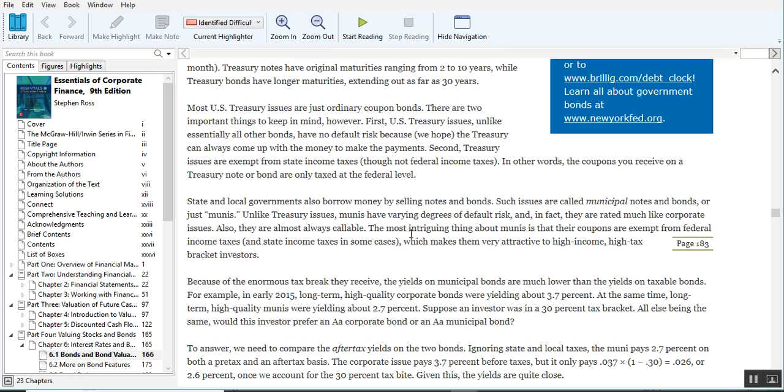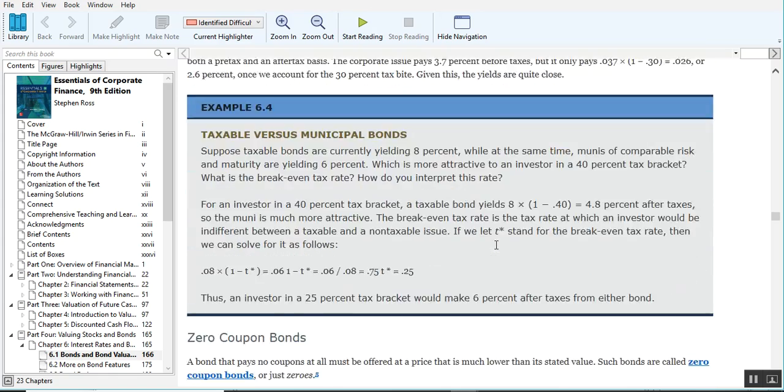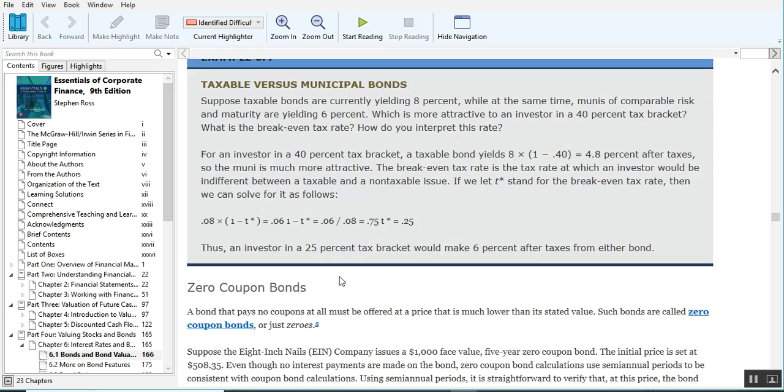State and local governments may also issue bonds. Those are municipal bonds and are tax-free under the U.S. federal tax code. But usually these are going to be attractive to high-income, high-tax bracket investors simply because they can get a return on their investment but also not pay any tax on that. So when we're talking about comparing taxable versus municipal bonds, there's an example of it here that you can look at and really consider. There's a comparison of what the value is in a tax-free bond versus a regular investment.